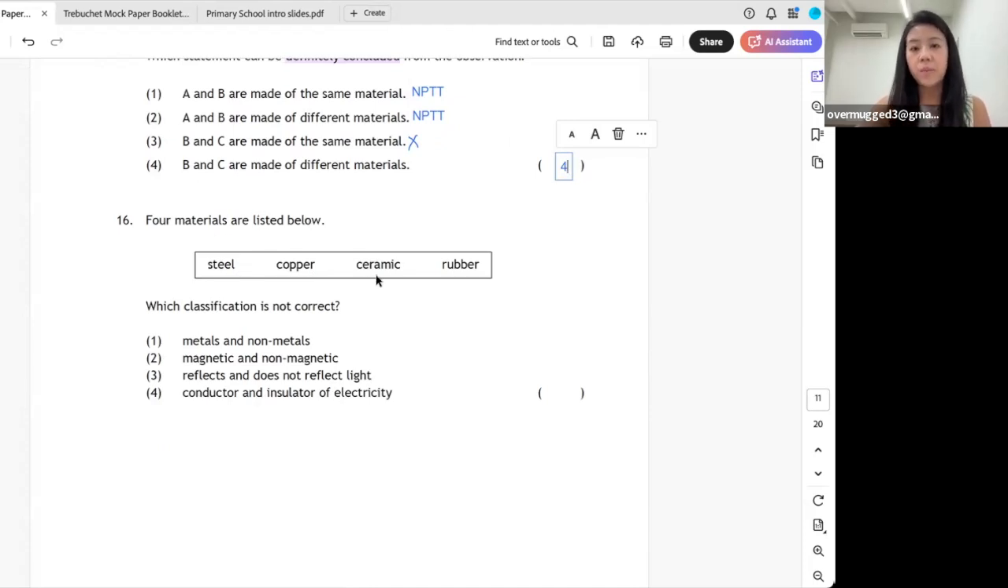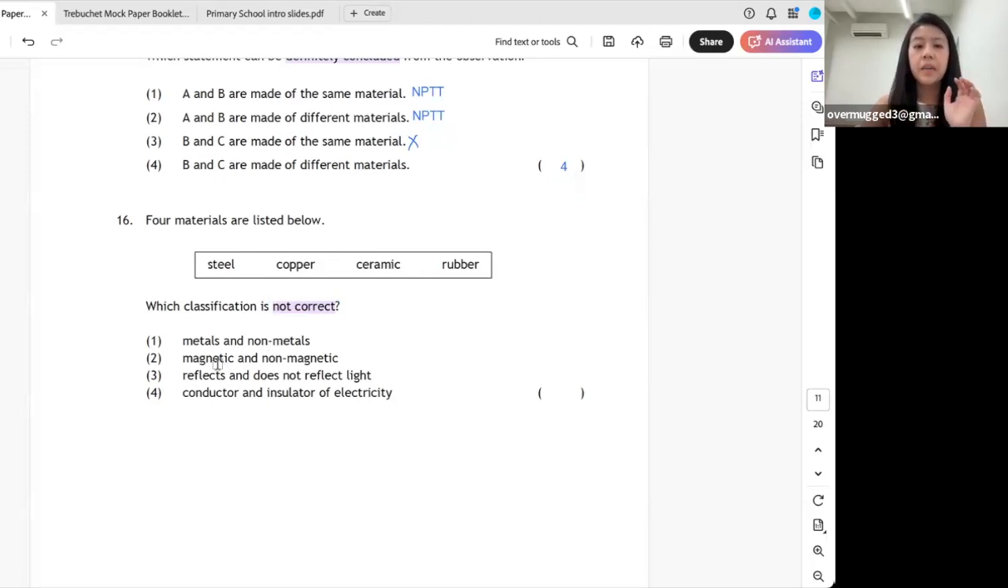Now, question 16, 4 materials are listed below. You've got steel, copper, ceramic, rubber. We are looking for a classification that is not correct. Classification means to be able to put them into different groups. When I have the classification metals and non-metals, I can put steel and copper into one group, ceramic and rubber into another group. So I can use this to classify these 4 materials.